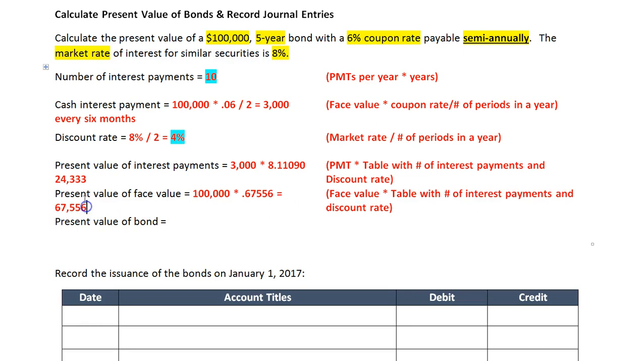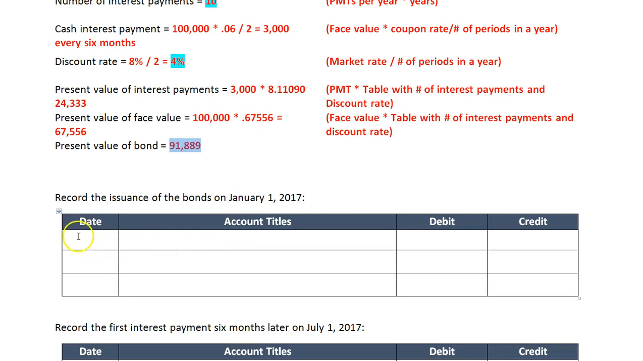All right, the present value of the bond is really simple. We just add the two numbers together. And we get to 99,889. So we can do the journal entries. I'm thinking the journal entries might be a little bit easier once we get here. I think that's the hard part is done.